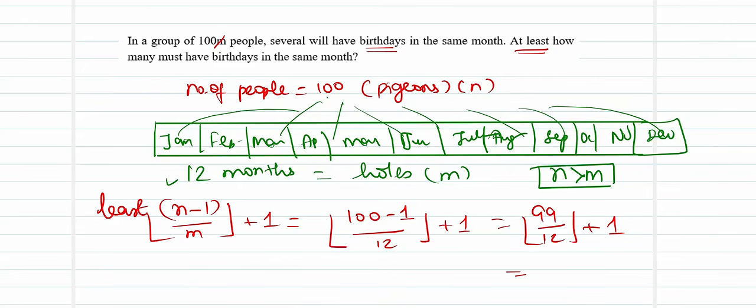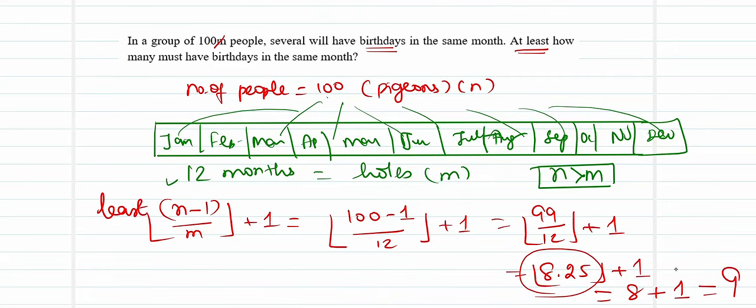Okay, so take your calculator, make use of it and find the value of 99 by 12 to be around 8.25. So this will now return the least integer, 8, plus 1, which is there outside. So the final answer is going to be 9. So how many of them will have birthdays in the same month? We will have 9 of the people sharing birthdays in the same month. So 9 in each hole will be the count when I split 100 people, and that is the least number of people who share their birthdays in the same month.